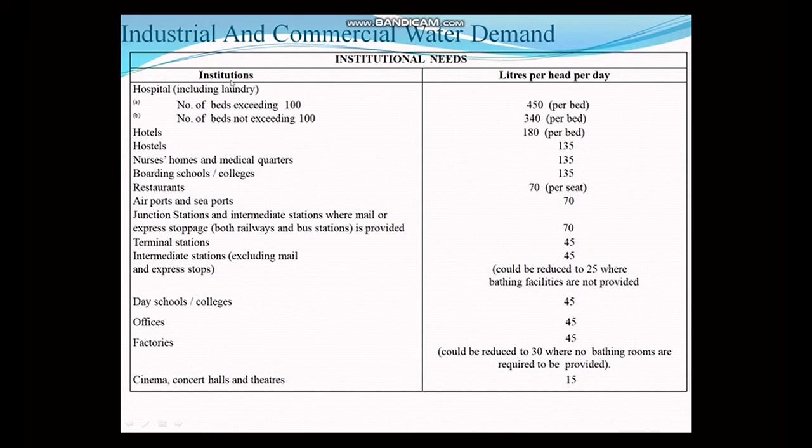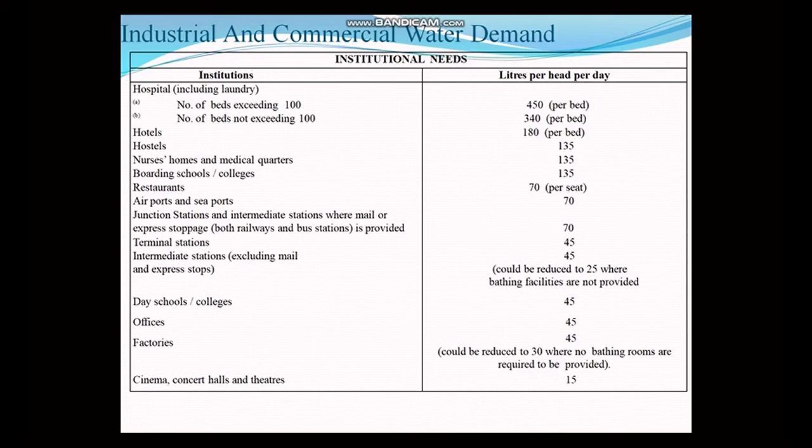Here I have mentioned several industrial and commercial institutes, and here is the list of water requirements as per the IS 1172 of 1973 standards for commercial and industrial purposes. The first one is hospital. Having bed number more than 100, the required water supply is 450 liter per bed per day.